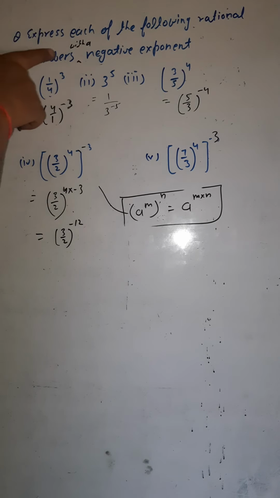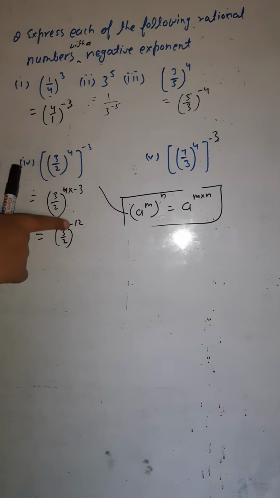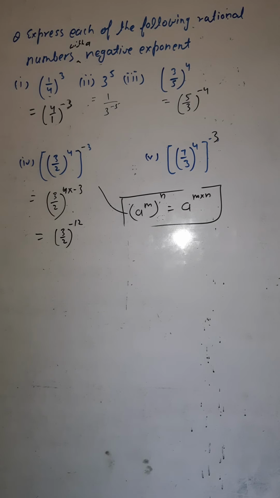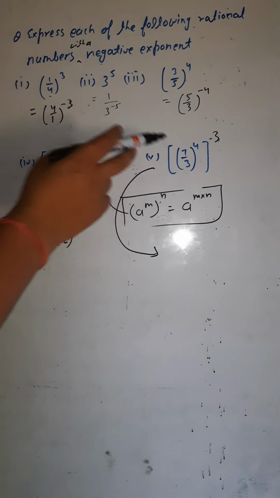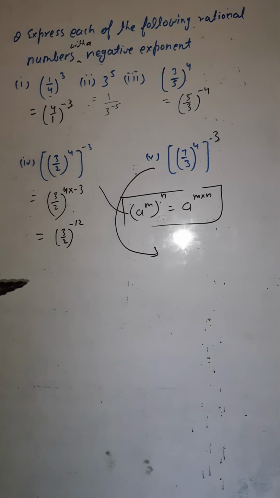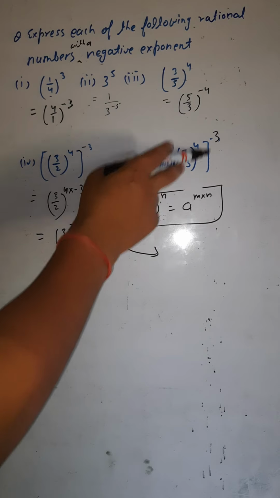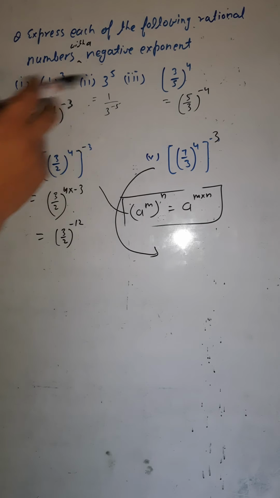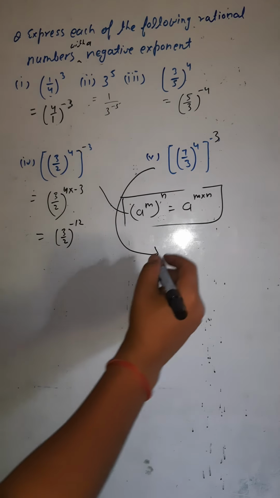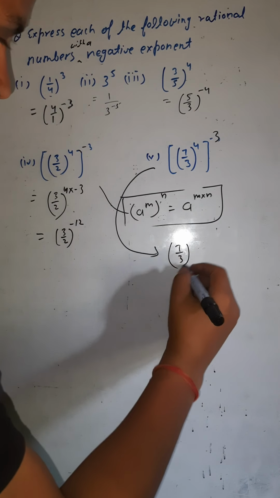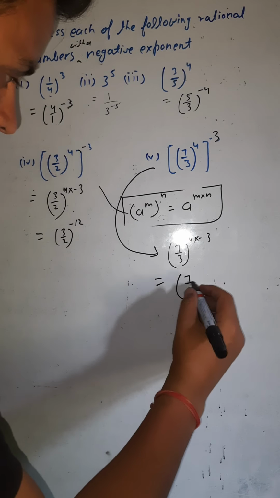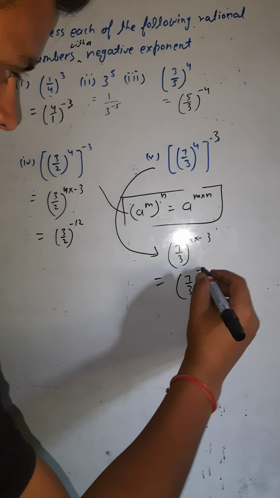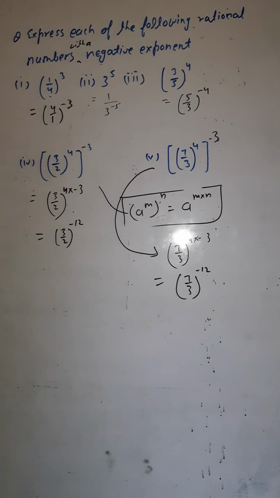Express each of the following rational numbers with a negative exponent. So what is the exponent here? Minus 12. In negative exponents we have changed it. So similarly you would do this one question also. It is again 7 by 3 whole raised to the power 4, then again whole raised to the power minus 3. So both the exponents would be multiplied. So you would write it like this, 7 by 3 whole raised to the power 4 multiplied by minus 3. So you would write 7 by 3 whole raised to the power minus 12. So this would be your required answer. Okay, just note it down.